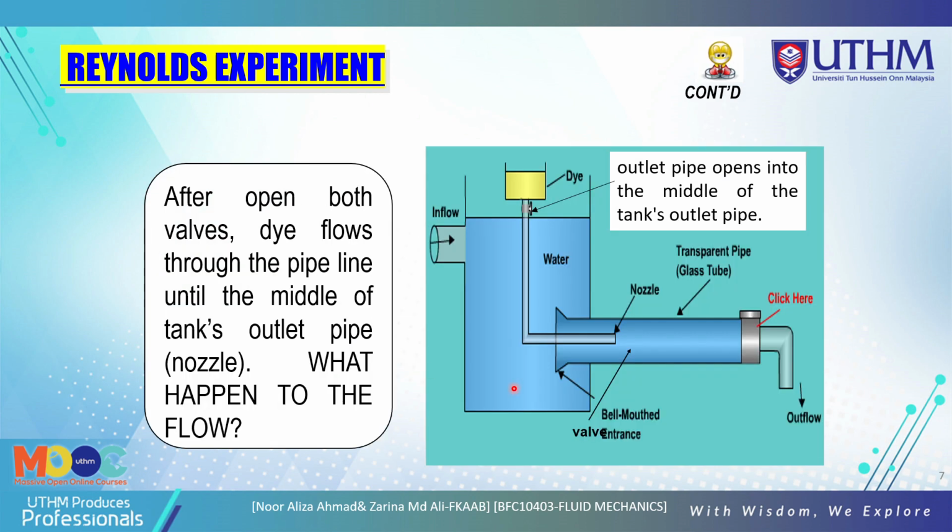Okay, based on the dye here and the water in the pipe here. After opening both valves, dye flows through the pipeline until the middle of the tank's outlet pipe nozzle. What happened to the flow? The outlet pipe opens into the middle of the tank's outlet pipe.